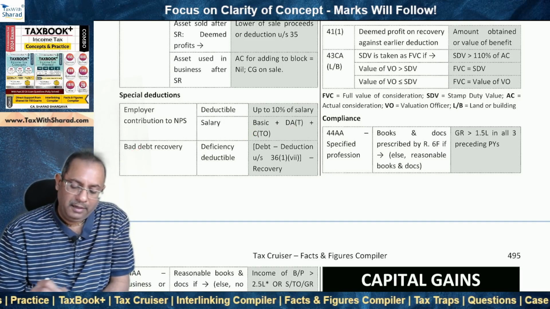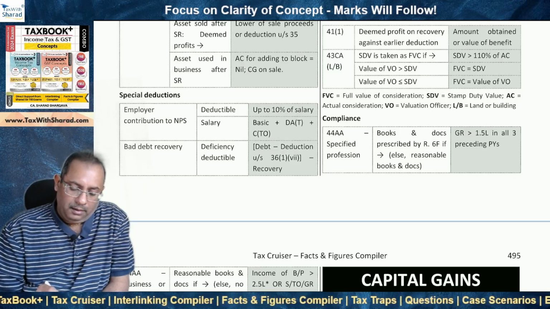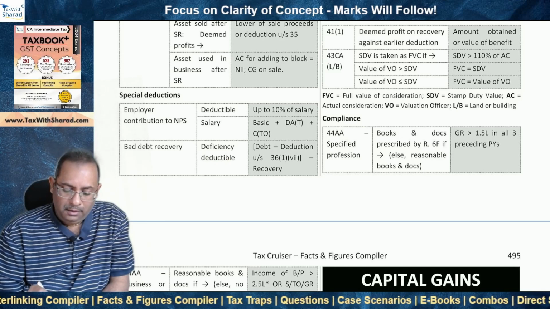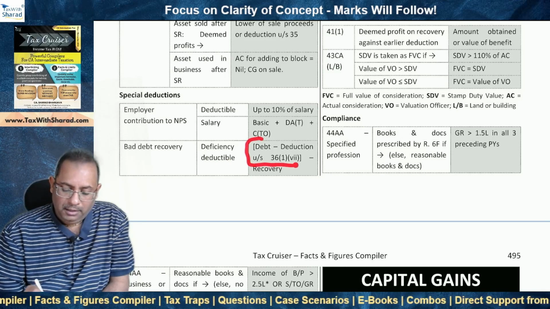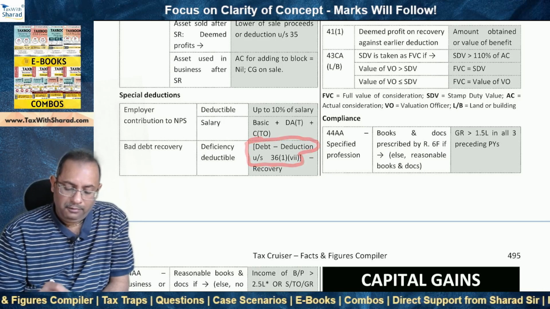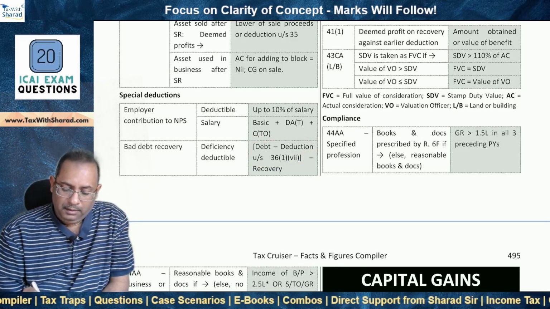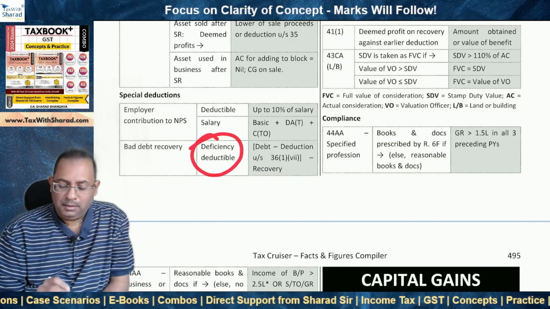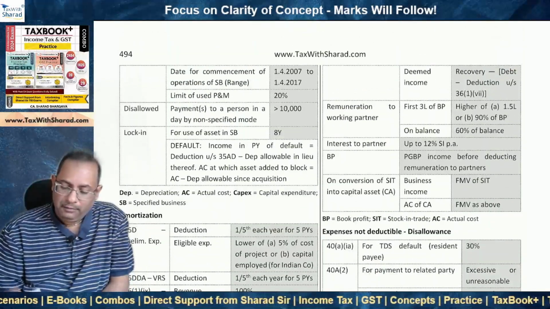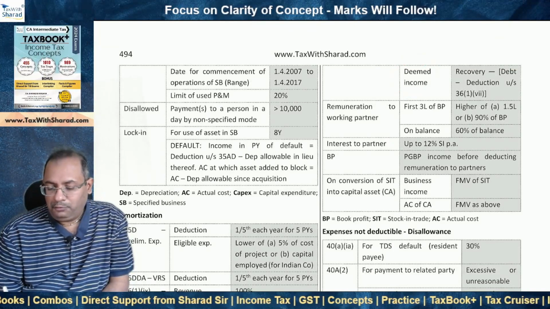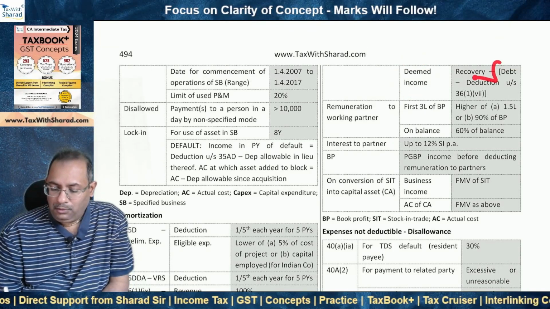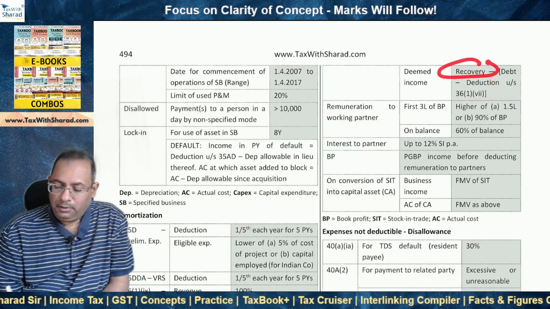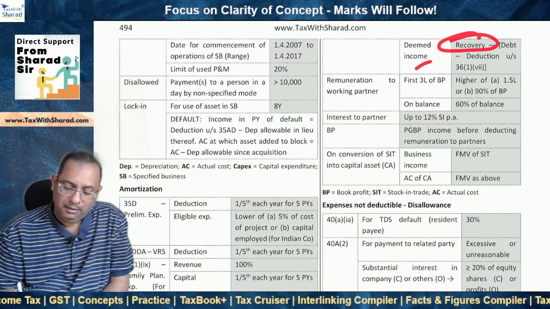In case of bad debts recovery, if there is deficiency in recovery, then it is deductible, and the formula is we compute the amount of debt minus deduction allowed under section 36(1)(vii) for bad debts, and then we subtract the amount of recovery, and the deficiency, whatever is there, it is allowed as a deduction. If the recovery is more, then deemed income arises, and the formula basically reverses. We compute the same amount, debt minus deduction under section 36(1)(vii), and that is subtracted from the recovery. So the excess is taxable as deemed income.